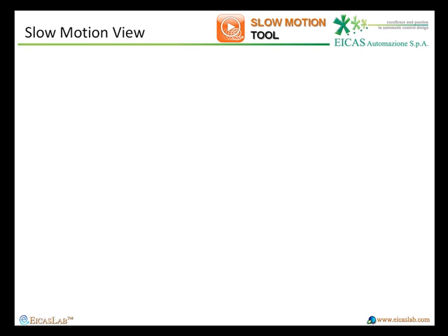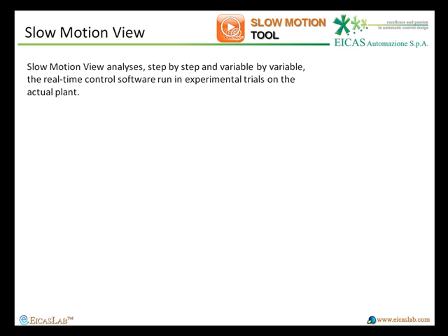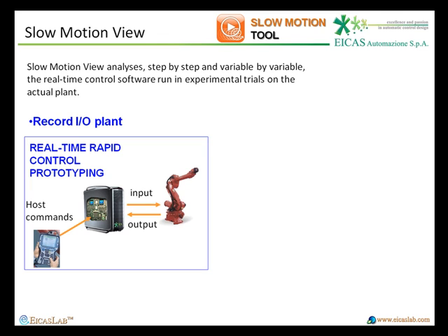Typically, during the execution of an experimental trial, only a limited number of variables of your control system may be monitored or accessible. Slow motion is the advanced tool available in EICASLab during the rapid control prototyping phase that allows step-by-step and variable-by-variable the analysis of the real plant control software run during the experimental trials carried out on the actual plant. In fact, during the execution in real time of the RCP trials, you can configure in the EICASLab RCP platform smart recording procedures that are able to automatically record on the PC disk all the plant input-output and the host command set to the controller.